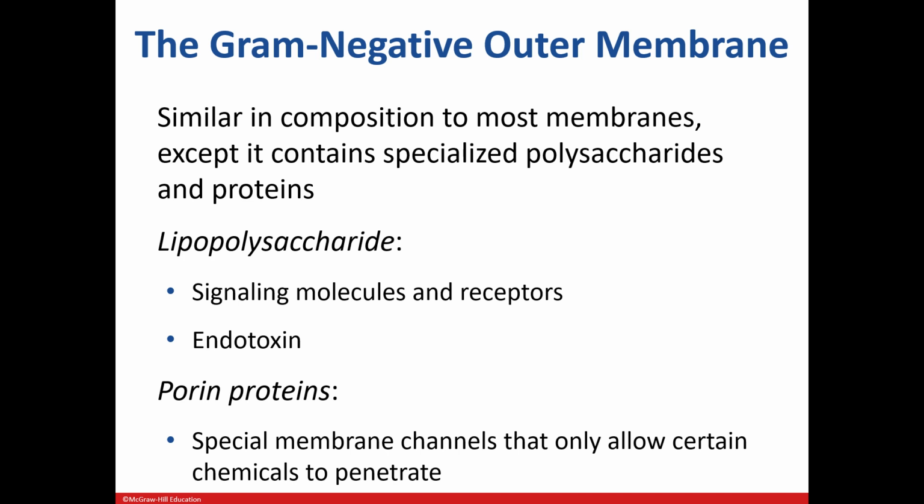Let's look at the outer membrane of gram-negative bacteria. The lipopolysaccharides are the bad part of this outer membrane. They release endotoxins, which cause fever and inflammation. The porin proteins also allow the bacterium to control entry and exit of substances.